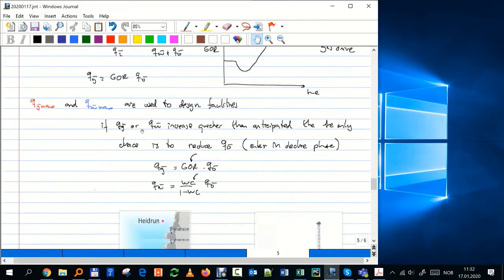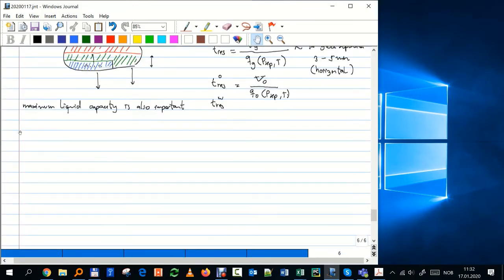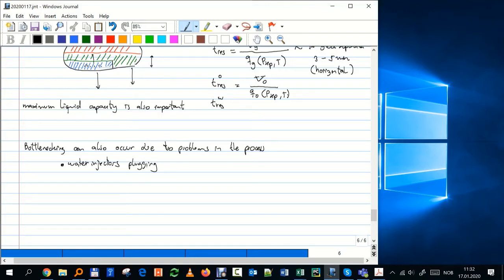So let's put that comment here. We say that bottlenecking can be caused, for example, by water injector plugging. If that's the case, I may have to evaluate a method to frack. If I'm afraid it will break, it will contaminate something, then I don't do fracking, but I probably just re-drill a new injector, which is expensive.